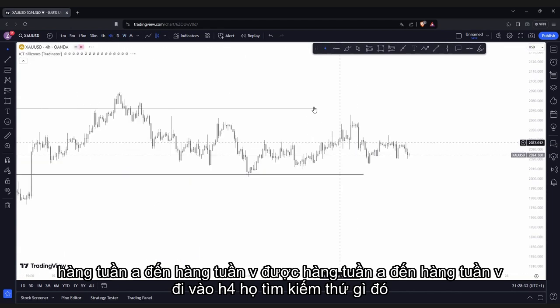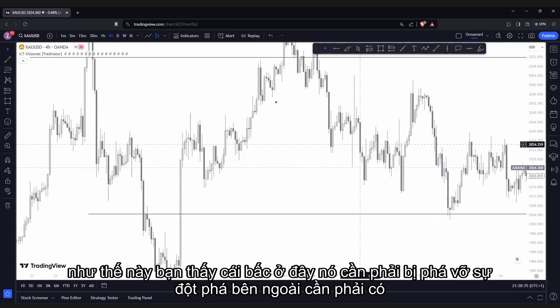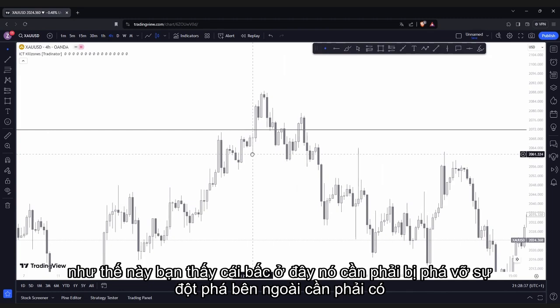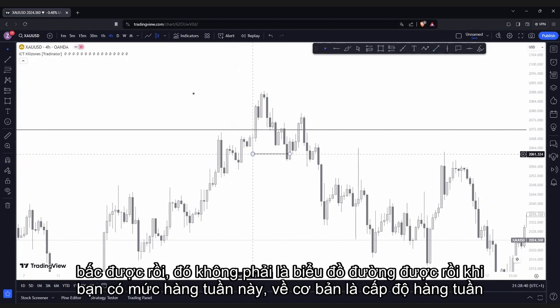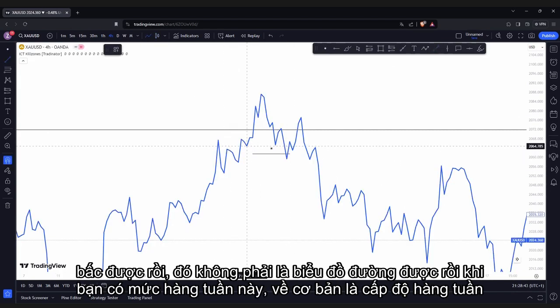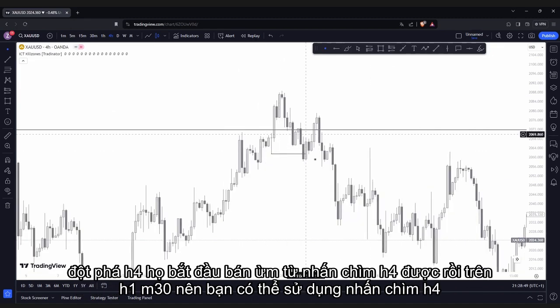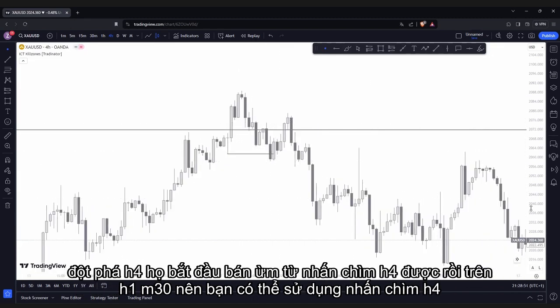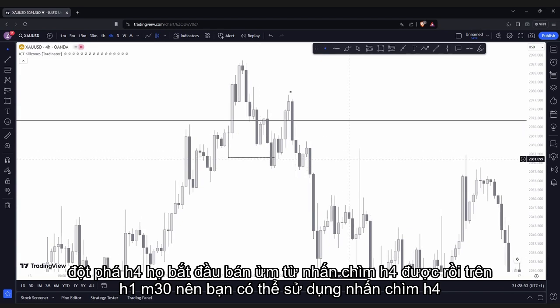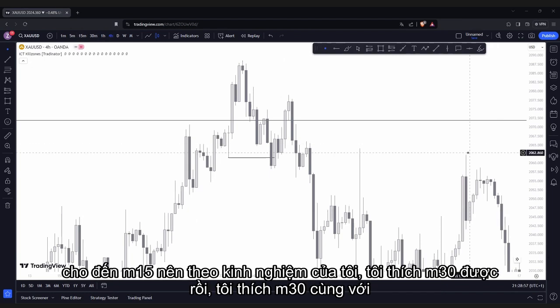Go into the H4. Look for something like this. You see the wick right here? It needs to get broken. The external breakout needs to be with the wick. Okay. It's not the line chart. Okay. Once you have this weekly level and the H4 breakout, they start selling from the H4 engulfings, okay, and H1, M30. So you can use engulfings all the way down to M15.